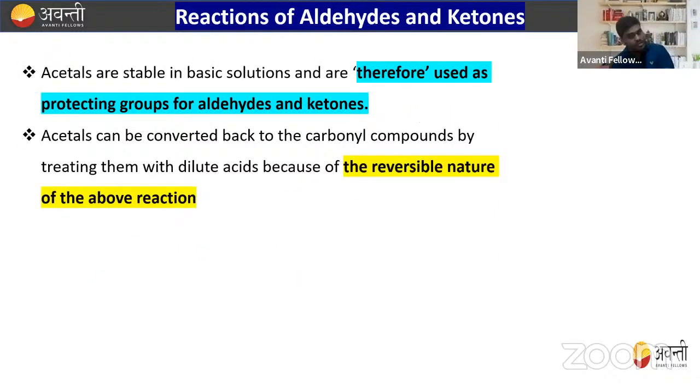Acetals are stable in basic solution and are therefore used as a protecting group for an aldehyde or ketone. The acetal can be converted back to the carbonyl compound by treating it with dilute acid, because of the reversible nature of the above reaction, right?